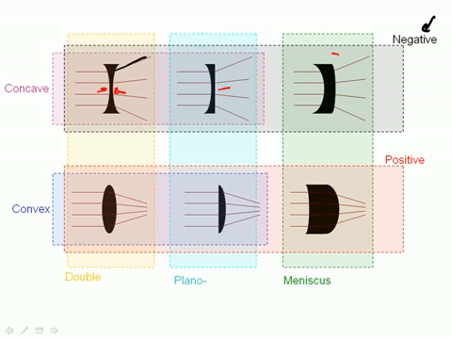So let's take a look at this lens right here. It has the overlap of meniscus and negative, so I would call this a negative meniscus lens. This guy right here has the overlaps of 3 groups. It's a positive lens, and it's plano-convex. So this would be a positive plano-convex lens. This guy over here is the overlap of negative, concave, and double. So I would call this a negative double concave lens.